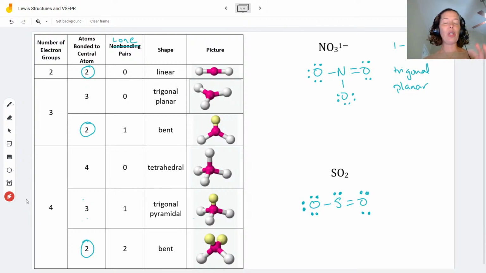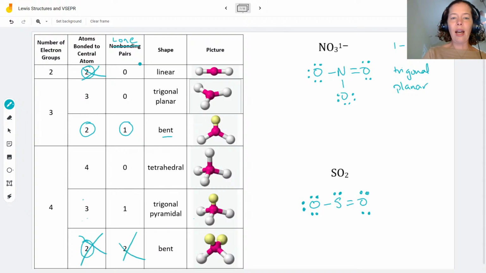Now again, I want to look at lone pairs on my central atom. So I'm making sure I'm looking at the central atom, not these guys. I'm looking at the central atom, and I have 1 lone pair. So here I am bent, not this and not that one. So this is bent. Any questions about this before I move on?